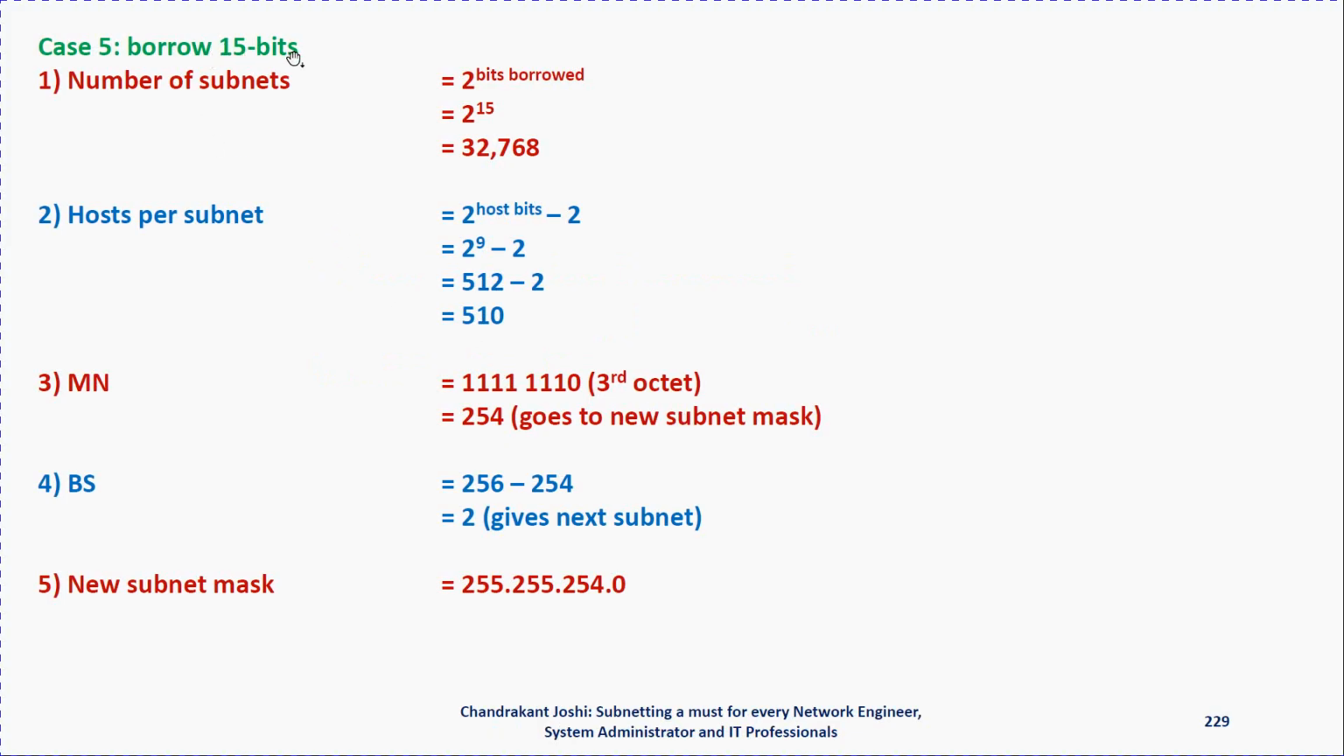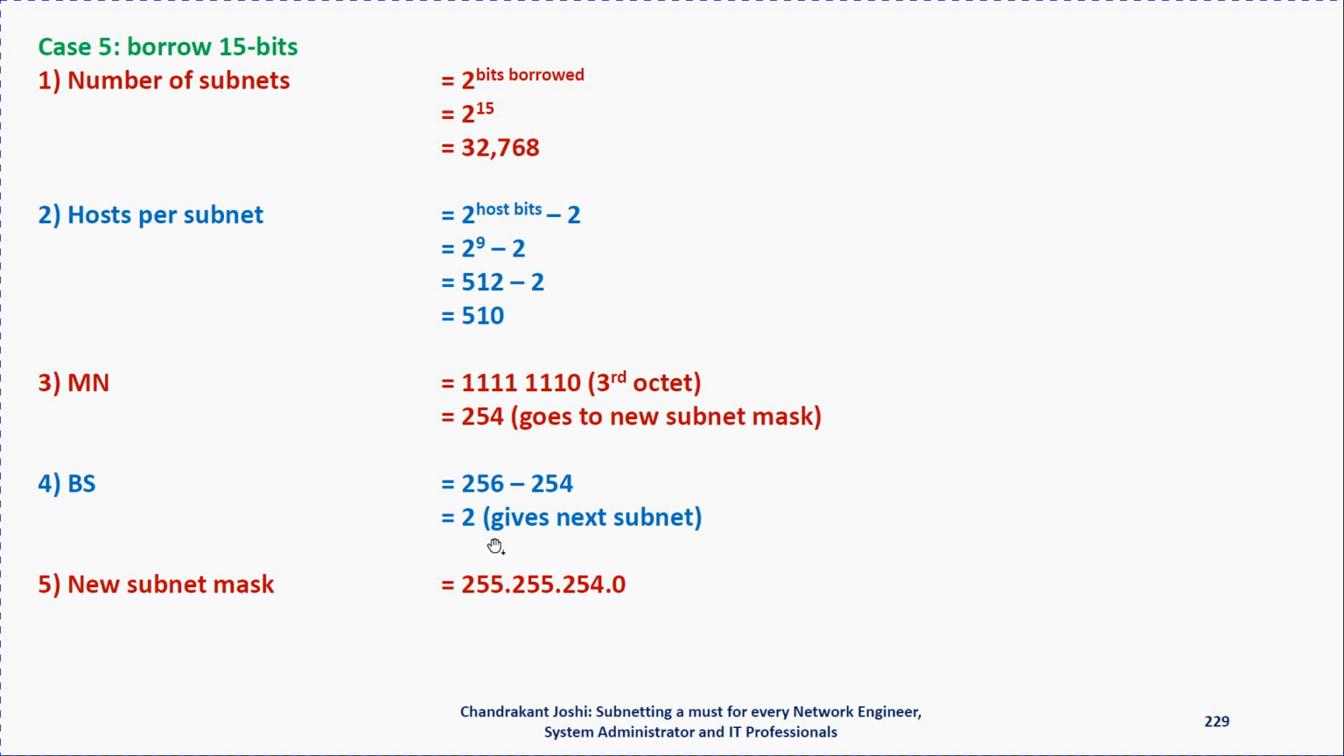So when we borrow 15 bits, we get 2 to the power 15 subnets, and the hosts per subnet is 510. This is the magic number, this is the block size, this is the new subnet mask. So we know how we get this.